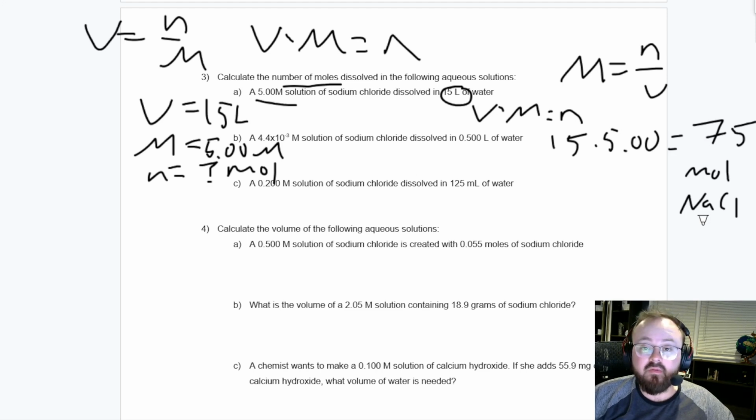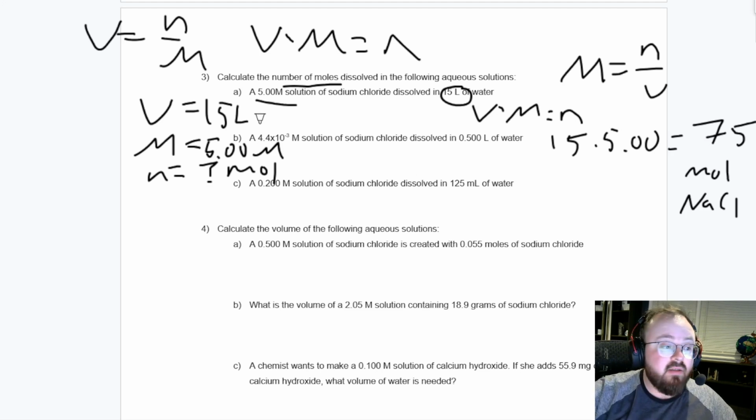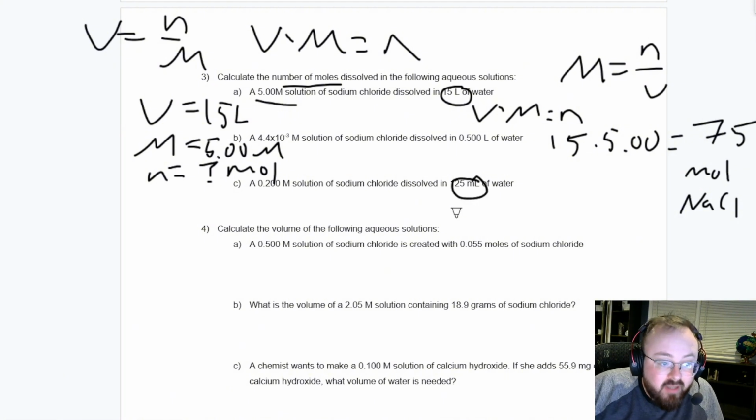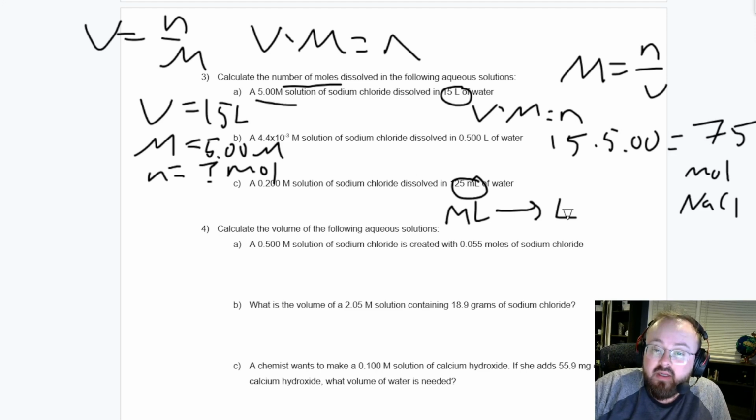So that's question 3A. Questions B and C are the same exact thing, but just like I talked about with the last question, milliliters has to be converted to liters. And I'm going to give you questions that are in milliliters. I'm not going to mention that you have to convert it to liters, because you have to know that your units have to match. It's going to be a recurring theme that you're just going to be given units and have to read carefully and recognize that you need to convert them.